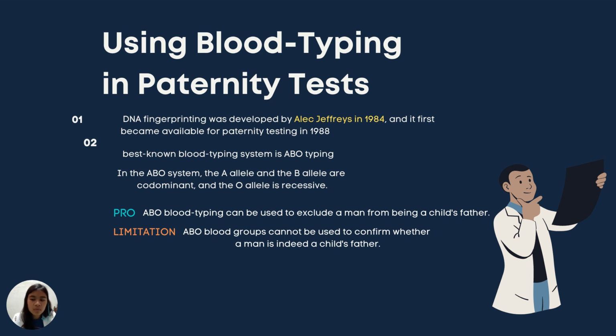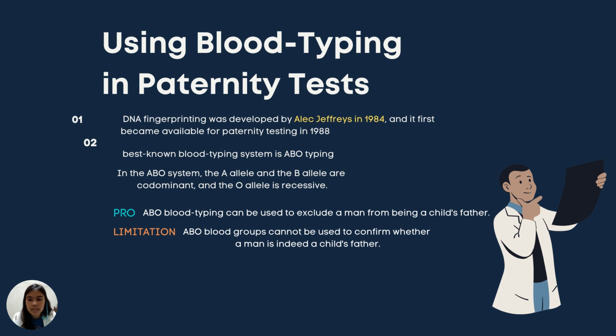After all, there are numerous human blood groups with multiple alleles, and these alleles exhibit a range of dominance patterns. Today, the best-known blood typing system is ABO typing, which involves the presence of antigens on red blood cells that are encoded by the ABO locus on human chromosome number 9. So, ito yung ginagamit ng paternity test, the ABO blood type. Kasi maraming mga types ng blood. We can consider the Duffy, the Kidd blood group system.